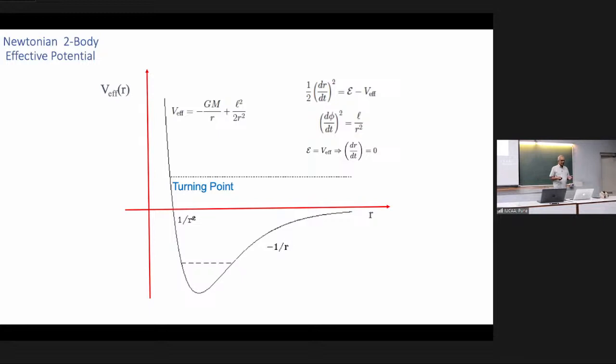Now, how do I use this potential? For that, I just look at these two equations that we already have used: d phi by dt is L by r squared, and half (dr by dt) squared is equal to E minus V effective. So if I start with a particle which is at a great distance and which is moving in, then you see that r and phi will move. What you could do is choose zero angular momentum, L is equal to zero.